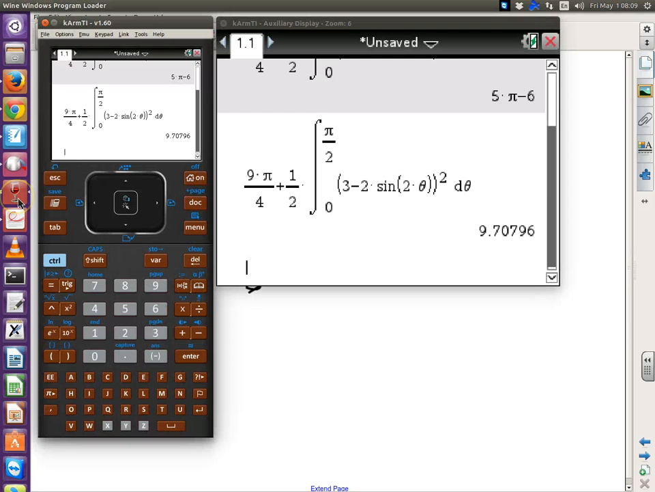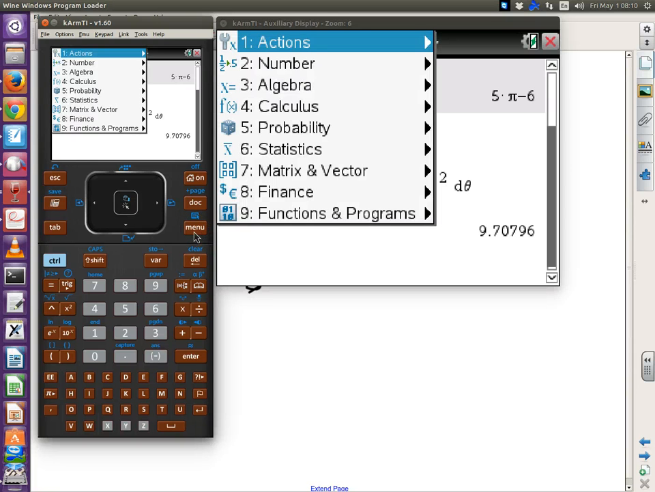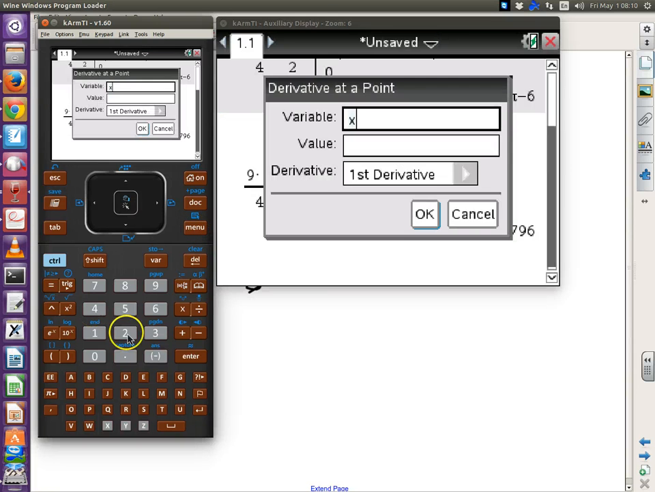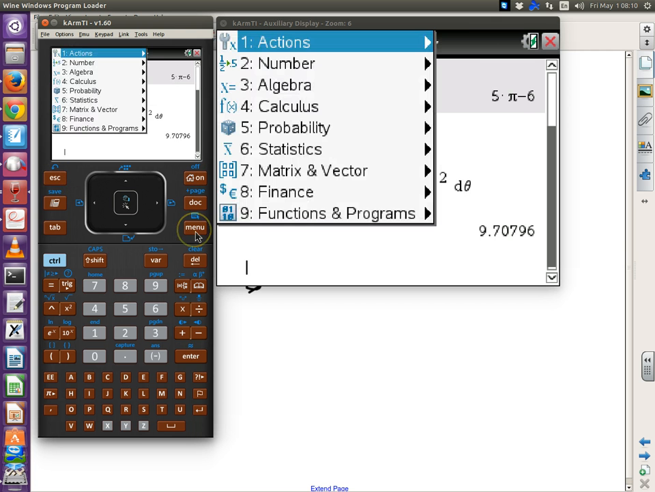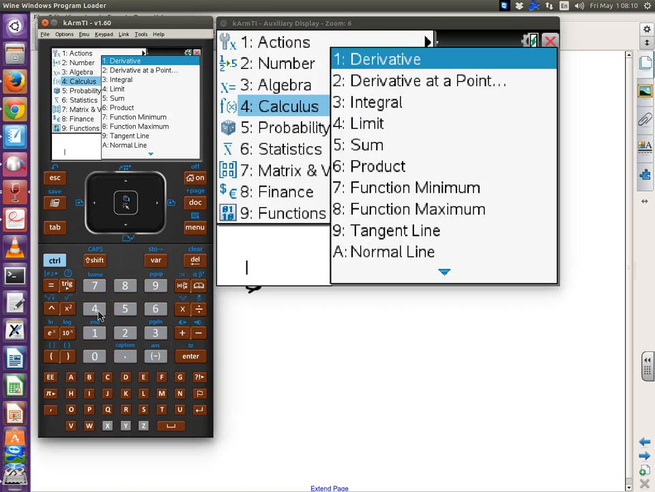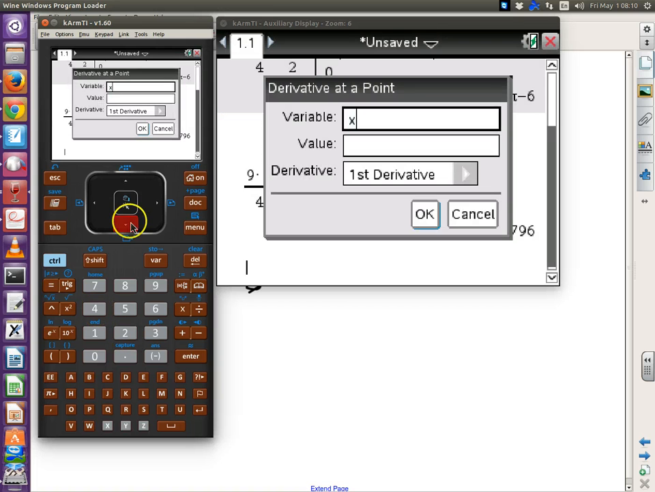So how do you do that in the calculator? You do the derivative at a point. Okay, so menu, calculus, derivative at a point. There you go. What point? Pi over 6. Okay, menu, calculus, derivative at a point. Why isn't it going down? There it goes. Okay, so pi over 6. All right, so where's pi? Pi over 6. And it's the first derivative, right?